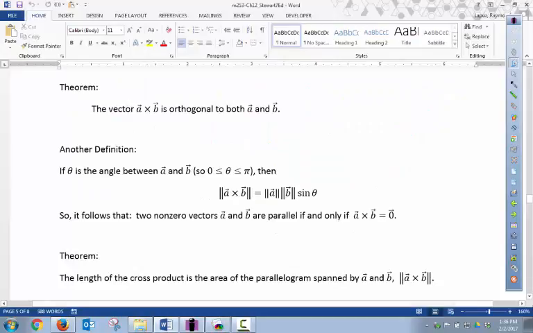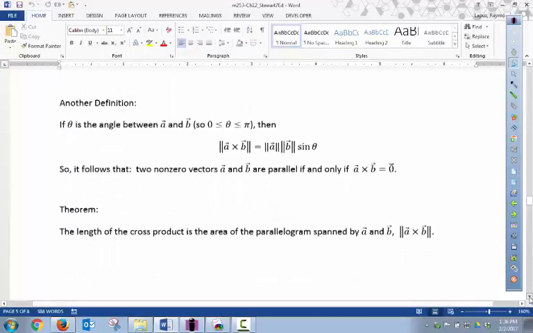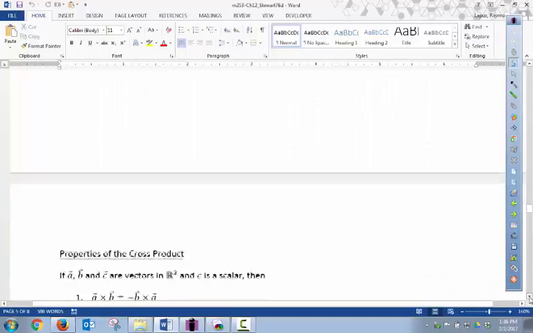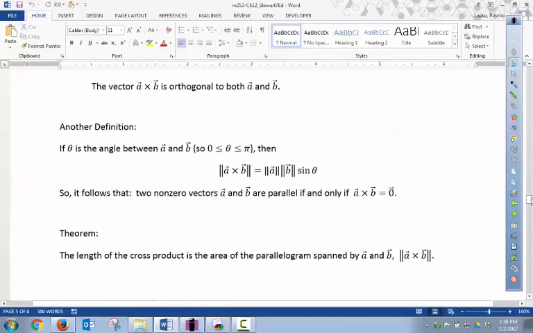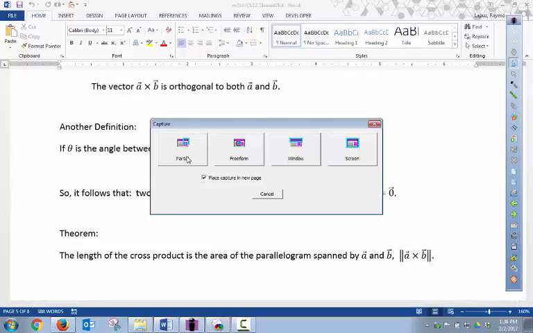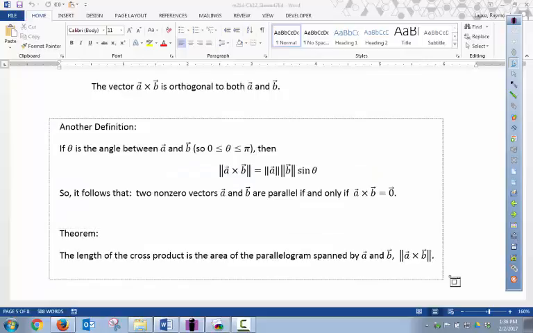So let's take a look at more properties. Oh, I guess before the properties, I should write down my notes so I can go in order of my notes instead of jumping around.